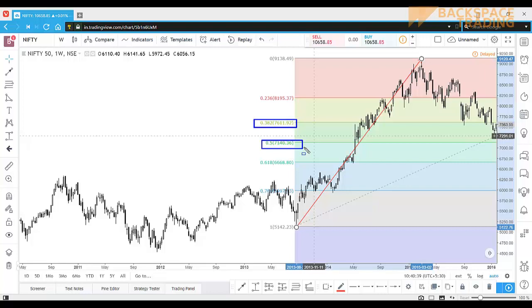Yeah, so what happens over here for a healthy pullback?